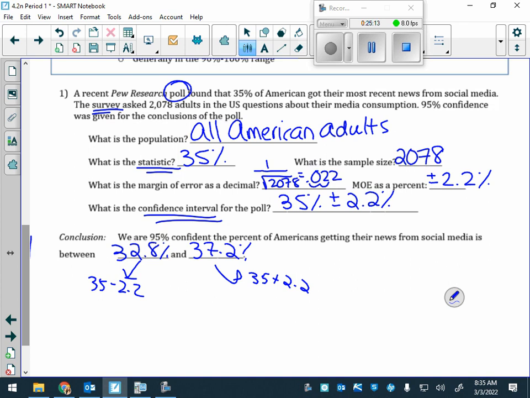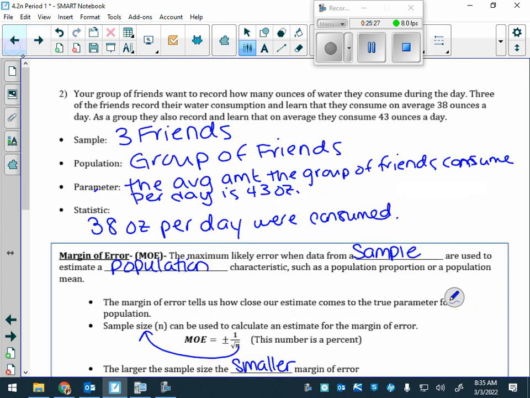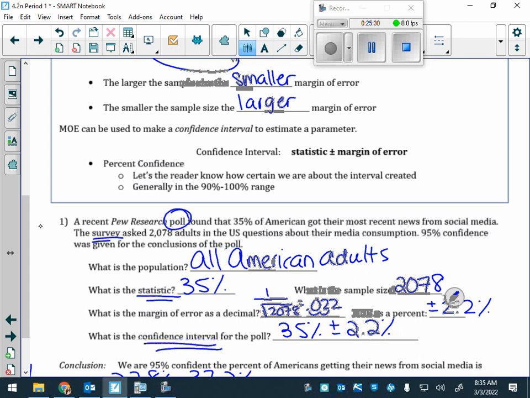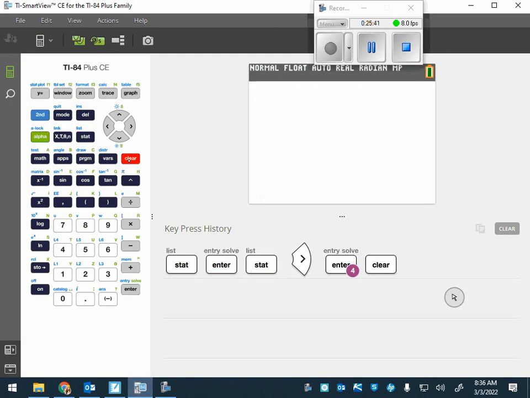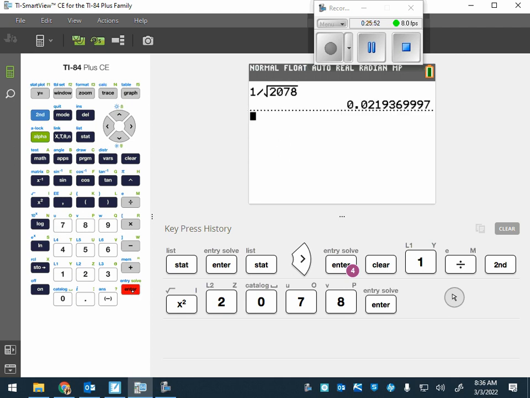Yeah, Rob? Okay, so we understand this part, right? Decimal, you just multiply that by 100. Okay? All right. So let's try another one. To find the decimal, are you just finding the square root of 2000? It's 1 over the square root of 2078. So would you have to divide it first? So, calculator, clear. 1 divided by second square root. 2078. And enter. Okay.